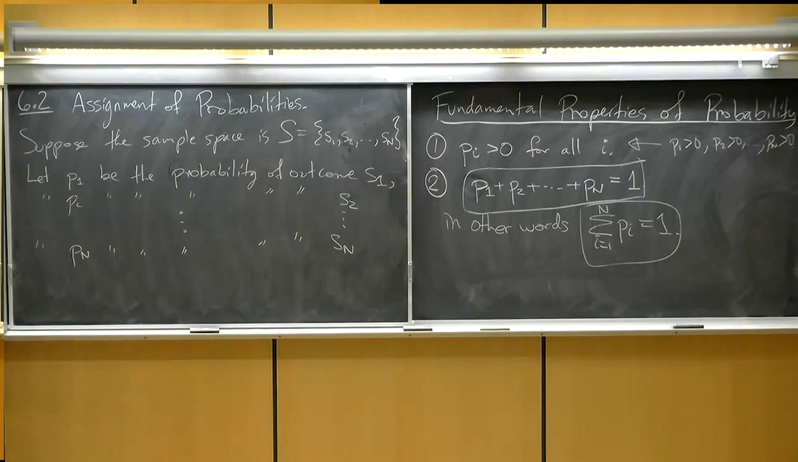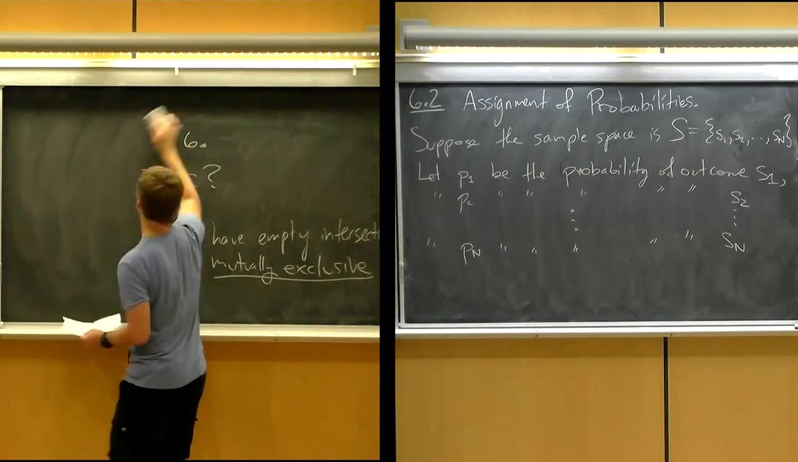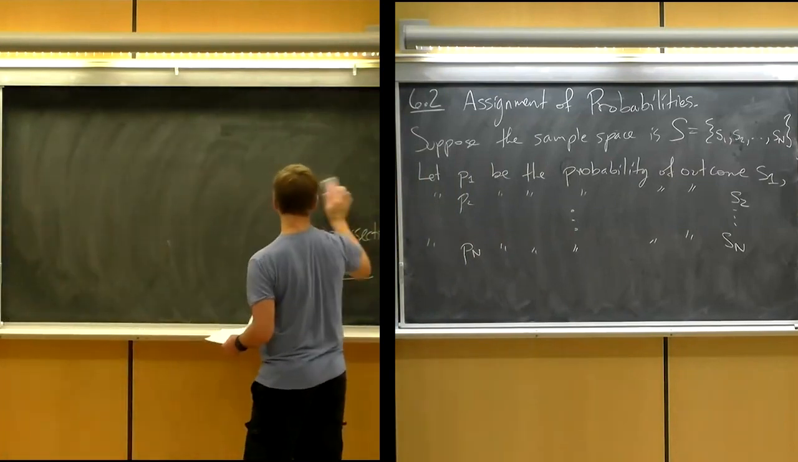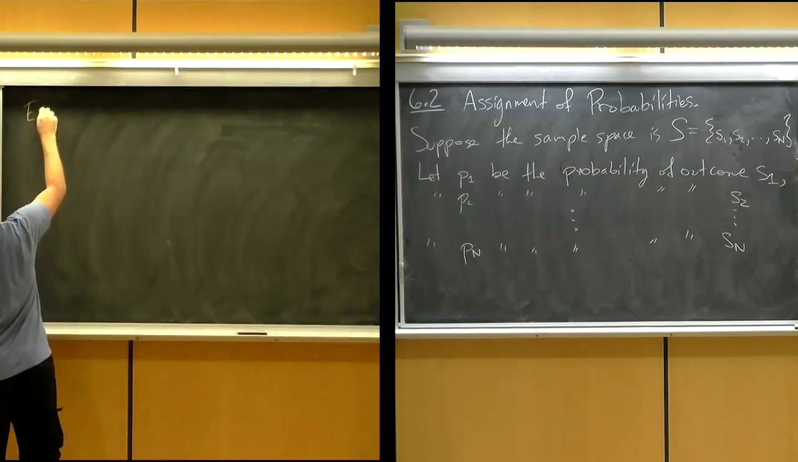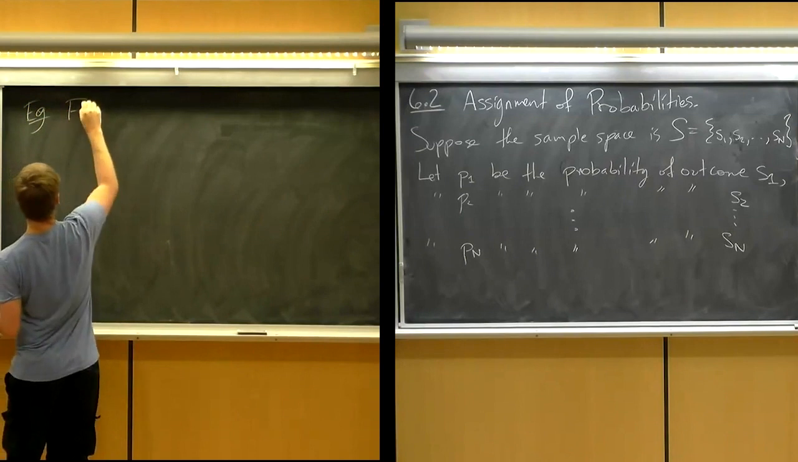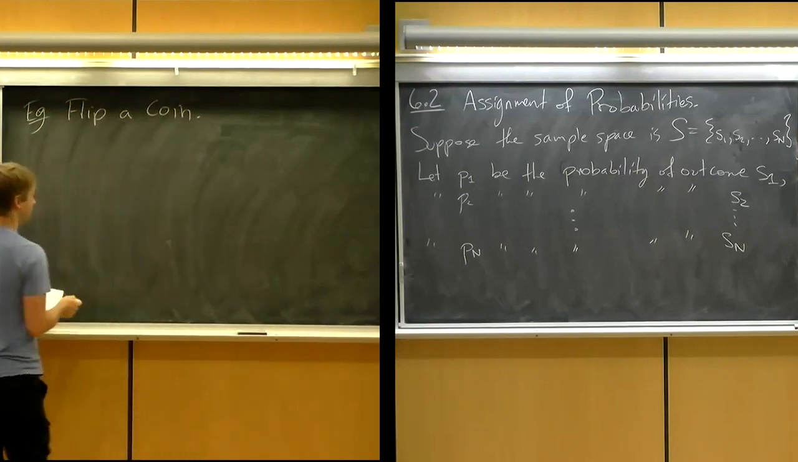Okay, so a really, really simple example is the coin flip. Flip a coin. You've got two different outcomes.